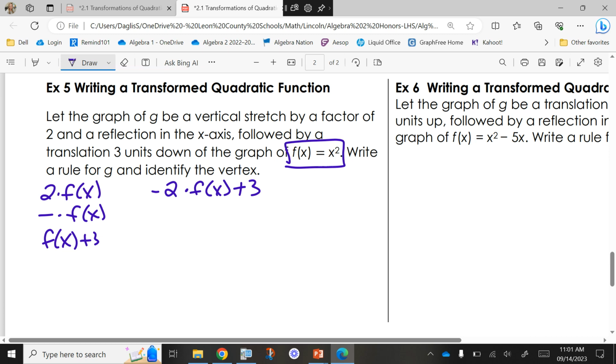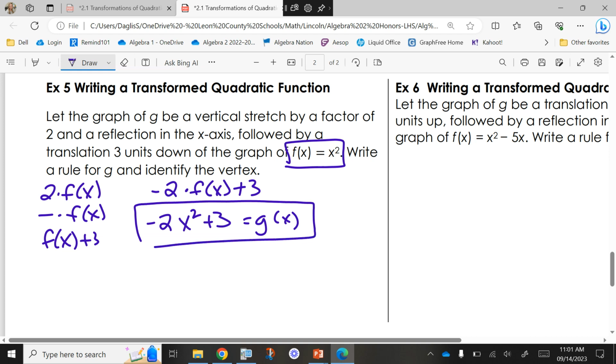Okay, kids, what is my function? X squared. So let's change f of x to x squared. So negative 2, x squared plus 3. So that is the transformation function.